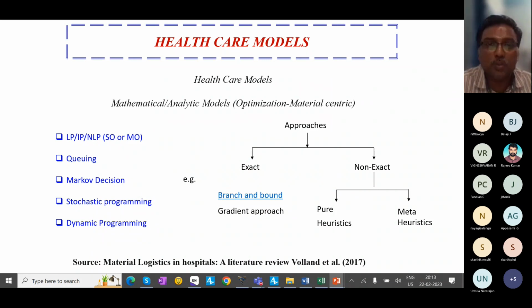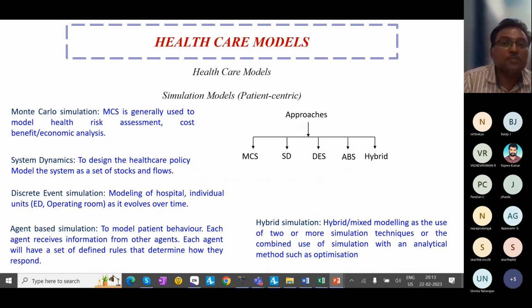So I shared one of the papers based on cuckoo search optimization for pharmaceutical supply chain. If you see the four papers that I shared with you, two of them are connected with material logistics and two of them are connected with patient logistics. Okay, so I tried to cover both.